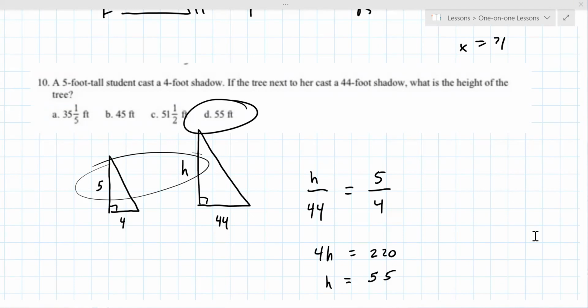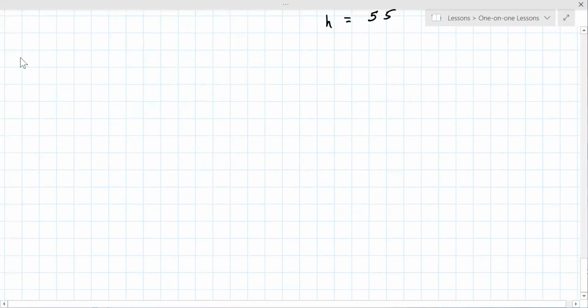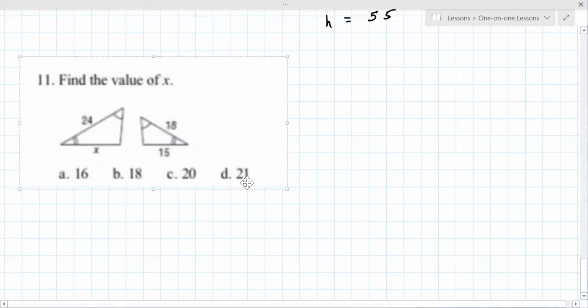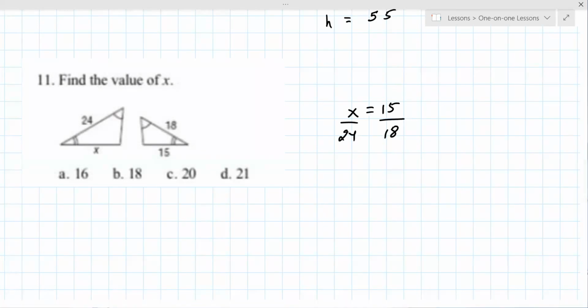So for sure, you're going to see that you're setting up a proportion for this. Find the value of x. Okay, so which side does x go with? You want to make sure this is the side that it goes with. And it does. So x goes with 15. 24 goes with 18. 24 goes with x because it's part of that triangle. 18 goes over here. If you don't mind, could you solve this one for me, please, and let me know the answer?